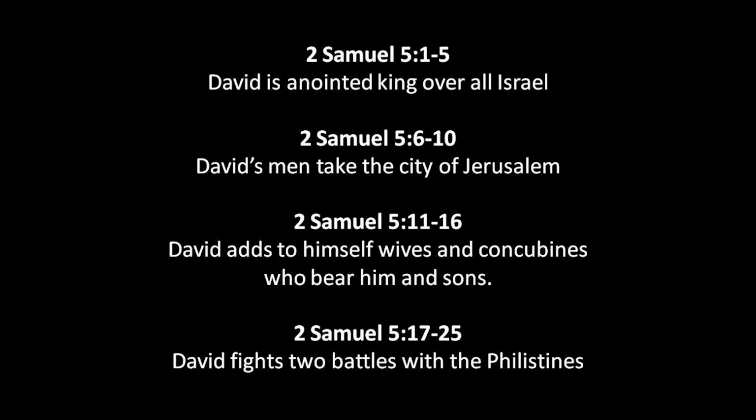Now let's go to 2 Samuel chapter 5. In verses 1 through 5, we see David is anointed king over all Israel. They all come down, all the tribes, they come to Hebron. This is the third time David is anointed king, once by Samuel, and then once by the men of Judah to be king over Judah in Hebron. But now he's been anointed king over all of Israel.